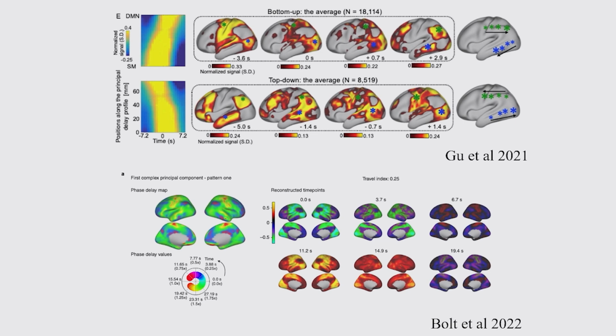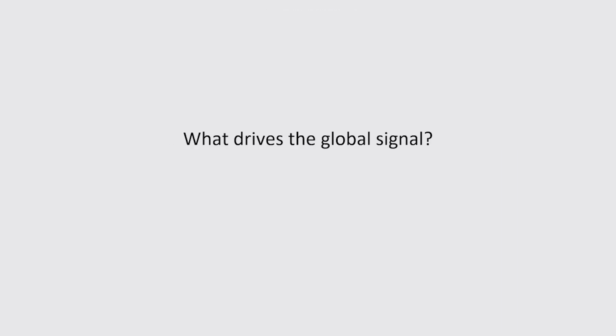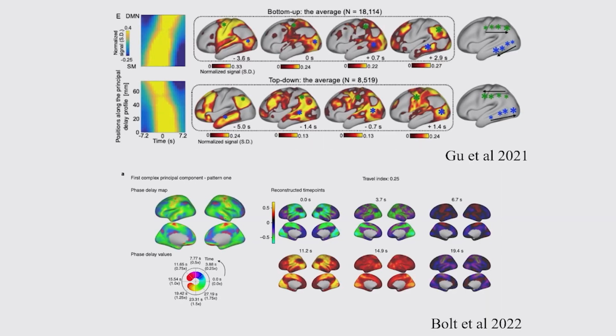And if you do a different type of analysis and look at what's called a complex PC and look for these waves of activity in the brain, the biggest component that you find actually turns out to be this global signal, okay? So however you look at this data, the global signal just keeps popping up.